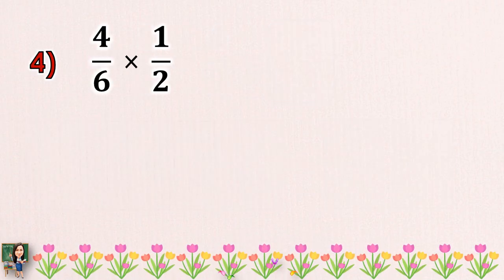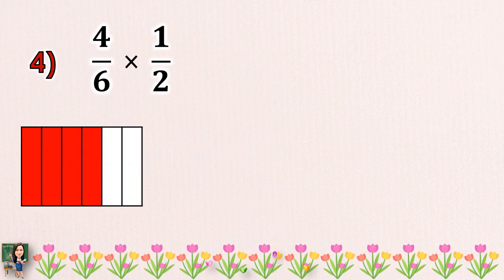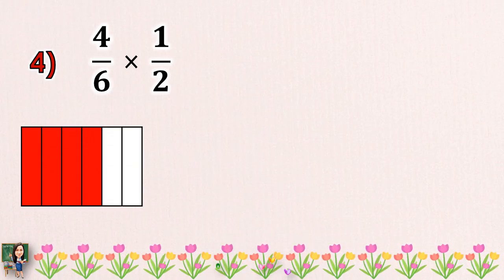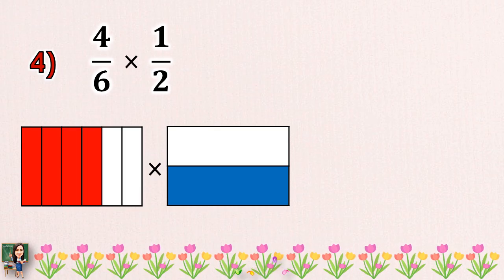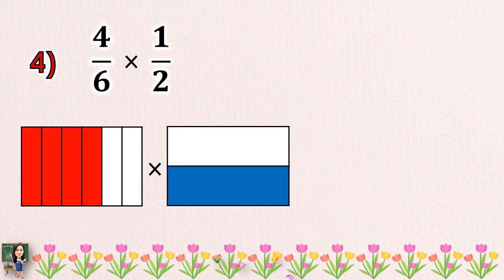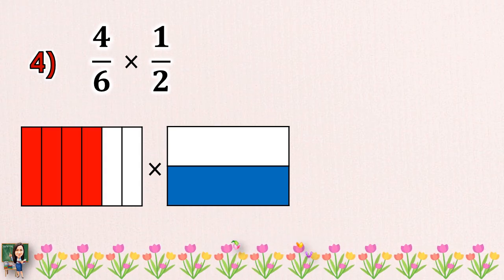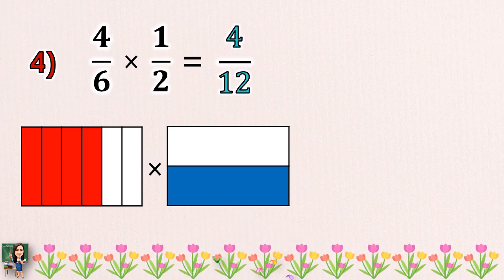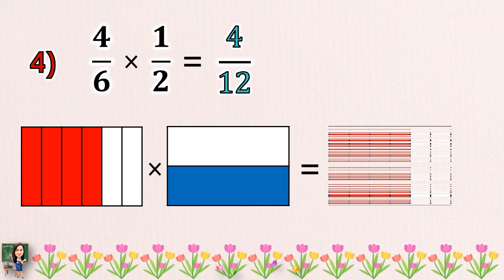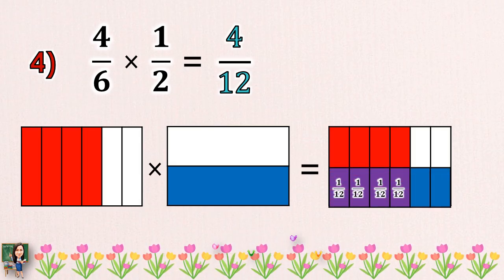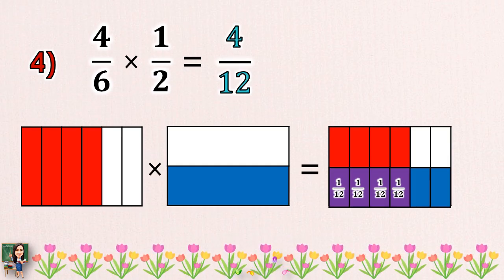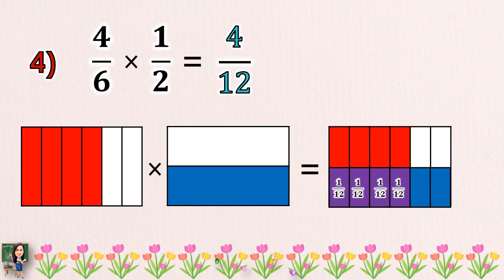Number 4. 4/6 times 1/2. This model shows 4/6. 6 equal parts and 4 shaded parts. The color of the shaded part is red, times 1/2. The color of the shaded part is blue. So multiply the numerators and the denominators. 4 times 1 equals 4. 6 times 2 equals 12. 4 twelfths. To illustrate 4 twelfths, combine 4/6 and 1/2. The combination of red and blue is violet. The violet part is the 4 shaded parts of 4 twelfths.